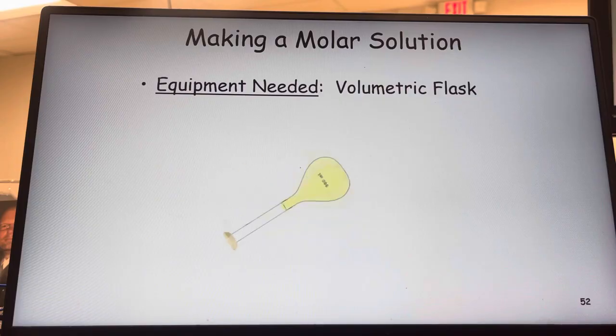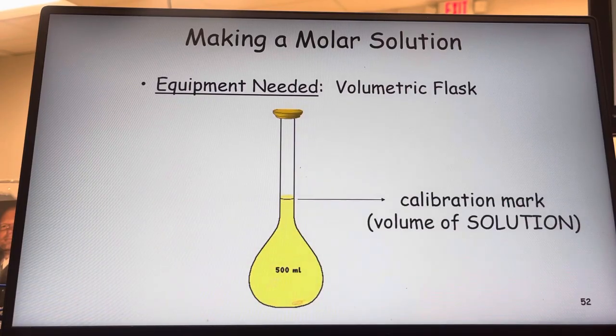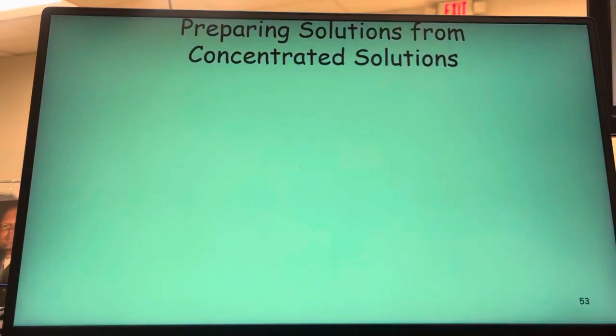So the equipment you need is simply a volumetric flask to make a molar solution. That's it. And there's a picture of this in your notes. We're not going to be doing this, but for curriculum purposes, this is a piece of information that you just need to know, how scientists do that. Okay.